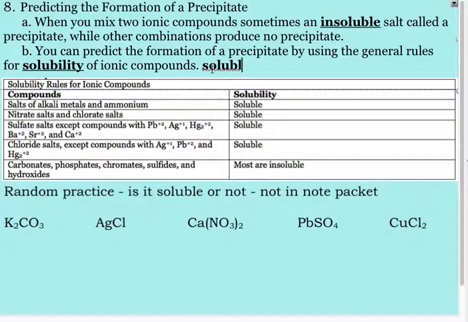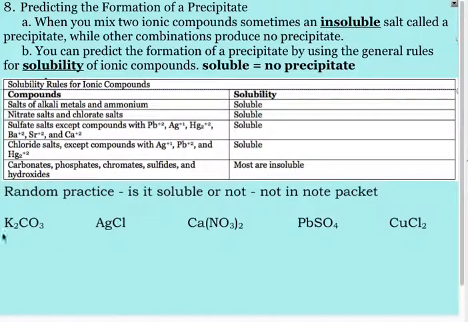So if you're soluble, no precipitate. And obviously if you're insoluble, there would be a precipitate. There are some rules, like alkali metals and ammonium are soluble. If you're a nitrate or a chlorate, you're soluble. Some of them have exceptions. And then carbonates, phosphates, chromates, sulfates, and hydroxides are insoluble unless they're with an alkali metal or ammonium.